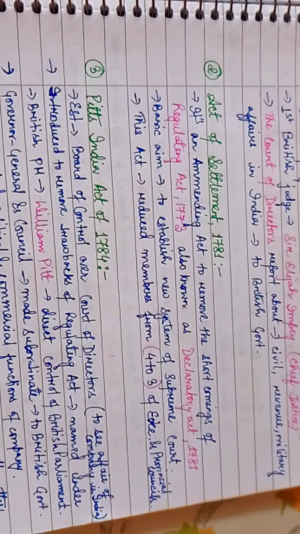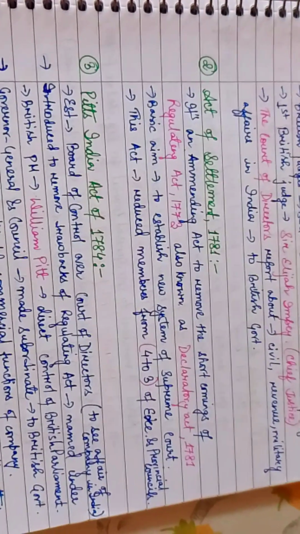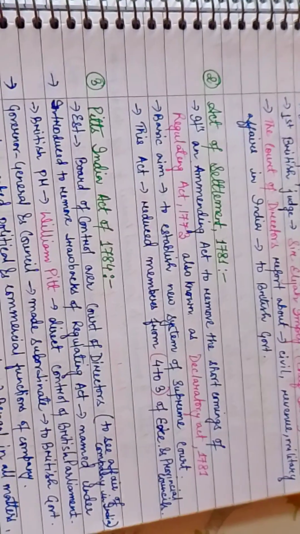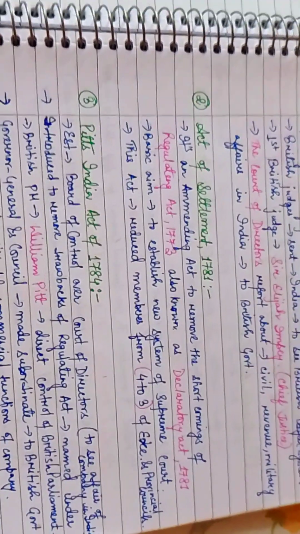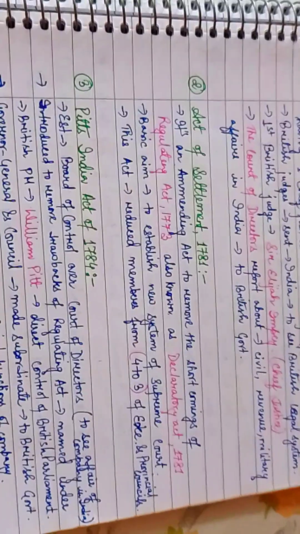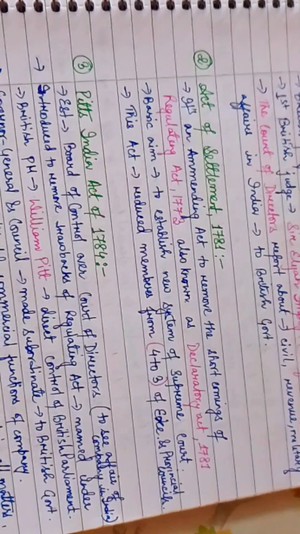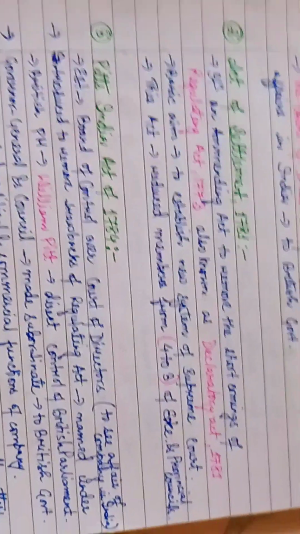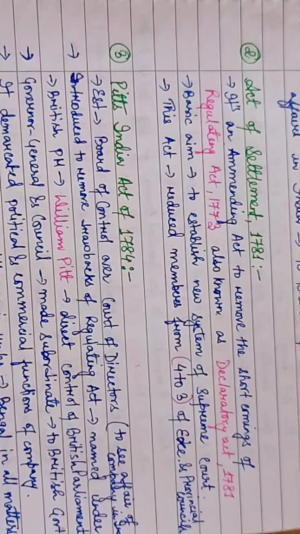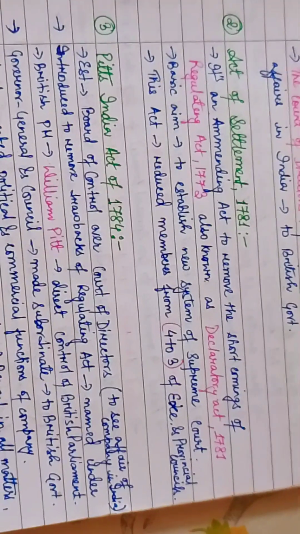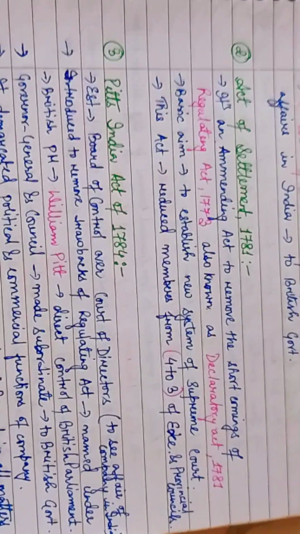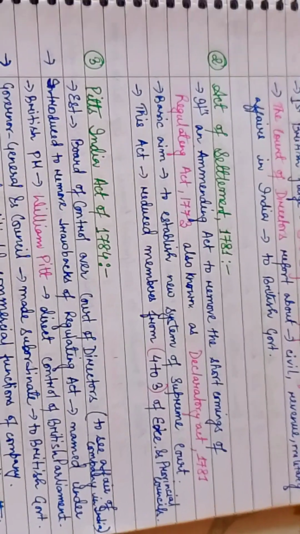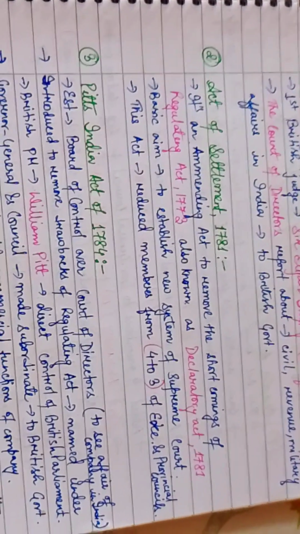Now, what is the basic aim of this Act of Settlement? To establish a new system of Supreme Court. In this Regulating Act of 1773, after that Act, Supreme Court was established in the year 1774. Now, during that time, the British government had sent 4 judges. One will be the Chief Justice along with 3 other judges. They are the members of the Supreme Court.